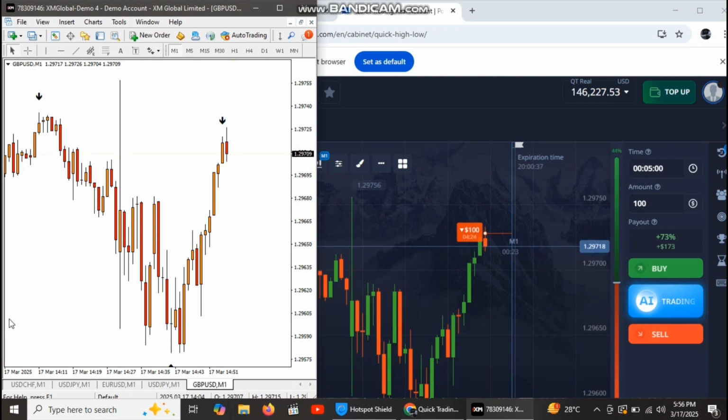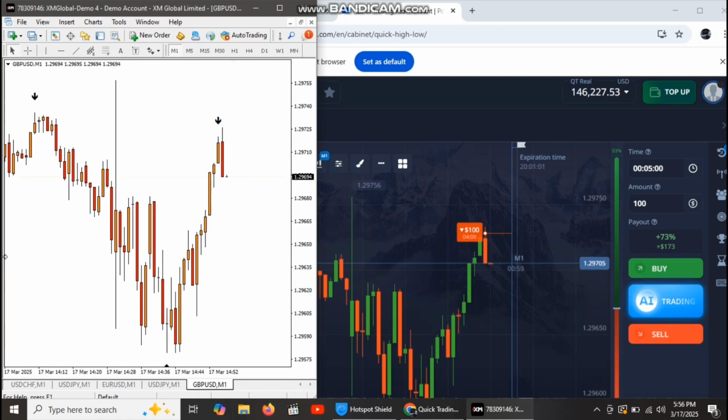The arrow indicator is a highly effective tool that has consistently delivered impressive results for traders. Its ability to provide accurate buy and sell signals makes it an indispensable asset for anyone looking to elevate their trading game. But that's not all. This indicator is also capable of identifying potential market reversals, giving traders a unique edge in navigating even the most volatile markets.